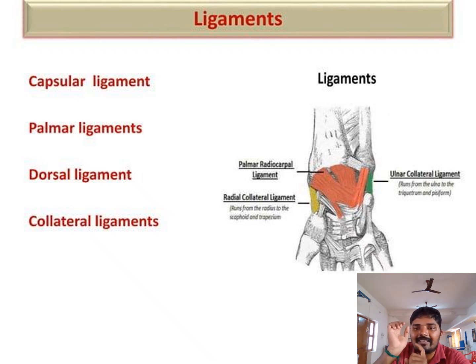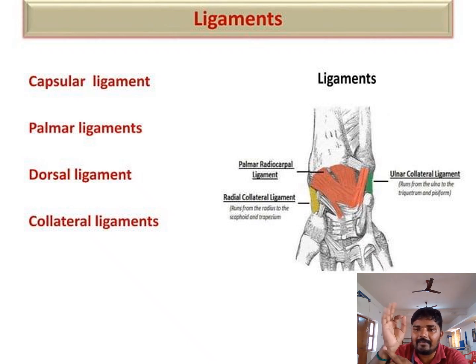Then the green color on the side is called the ulnar collateral ligament. This is present on the little finger side. It is attached from the ulnar styloid process to the carpal bones, the distal row of the carpal bones. This green color marking is the ulnar collateral ligament. The purpose of this ligament is to maintain the medial stability of the joint.